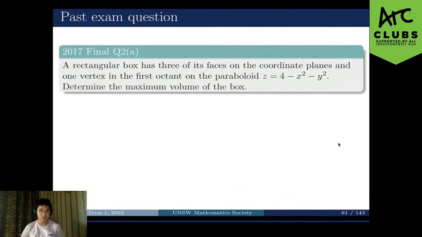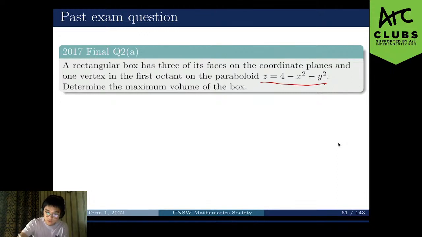Okay, so exam question. A rectangular box has 3 of its faces on the coordinate planes and 1 vertex in the first octant on the paraboloid. So this is the constraint, and determine the maximum volume of the box. So it has 1 vertex in the first octant. So in the first octant, I'll take it to be where x, y, and z are larger than 0.